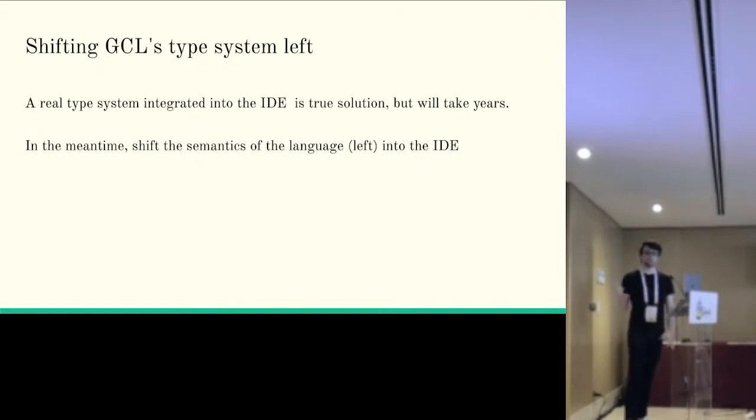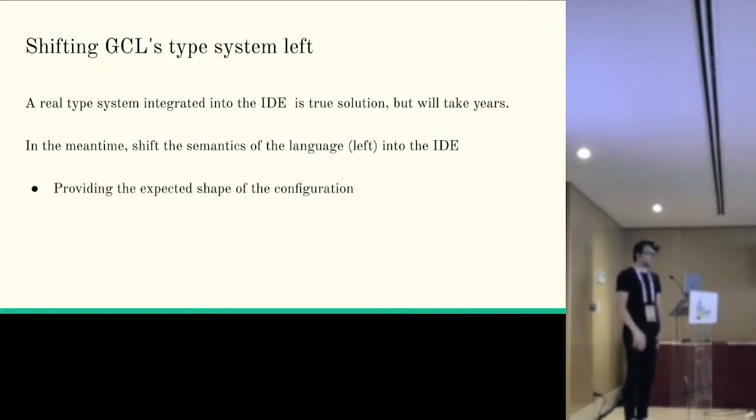We want to move the hidden semantics of the language and the multitude of dialects into the IDE so that the user understands what's happening as they're editing, like in the way that they actually interact with the code. And the way that we want to do that to start is by providing the shape of the configuration that they're expected to output where they're actually writing it, and provide the documentation for the things that they're trying to write.